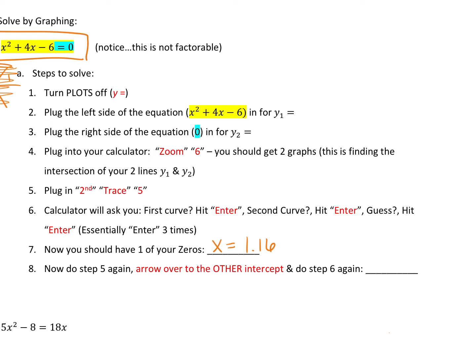So what you have to do is arrow over to the left so that you're closer to the other intersection. That means I could stop right here, or I could try to stop right on it. That's up to you. But you're going to hit enter, enter, enter, and you should get your second intersection. So that one is x equals negative 5.16.